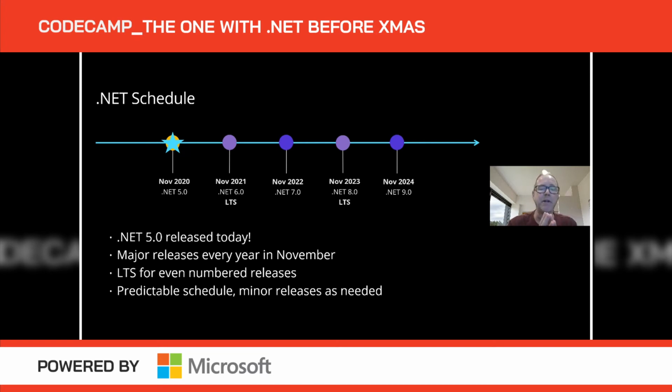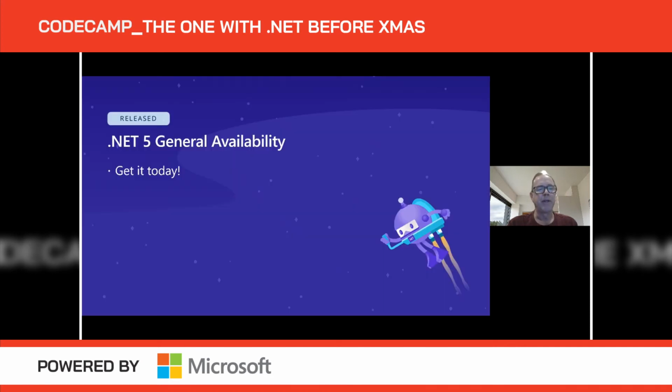We ship .NET on an annual basis every year, and then every other year is what we call a long-term support release. This is designed to be predictable and easy for you to understand. And as I said, .NET 5 is available today. VS 16.8 is available today. Get them both. Start trying .NET 5 and give us feedback.